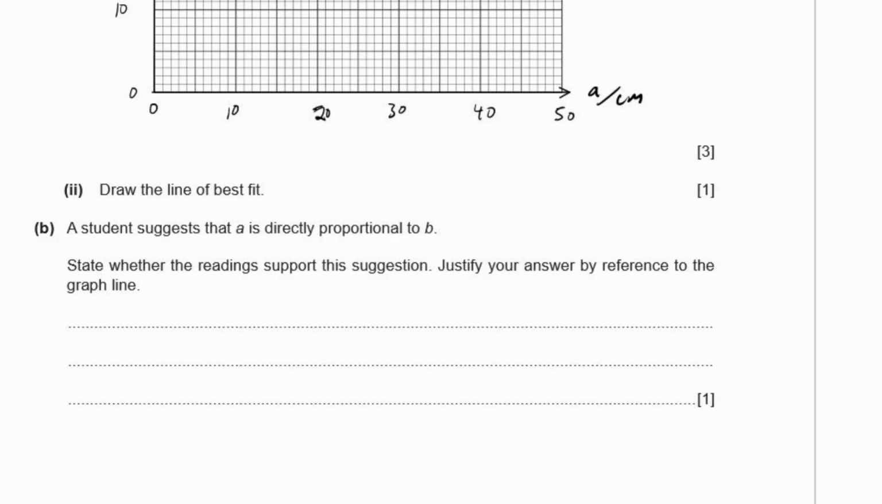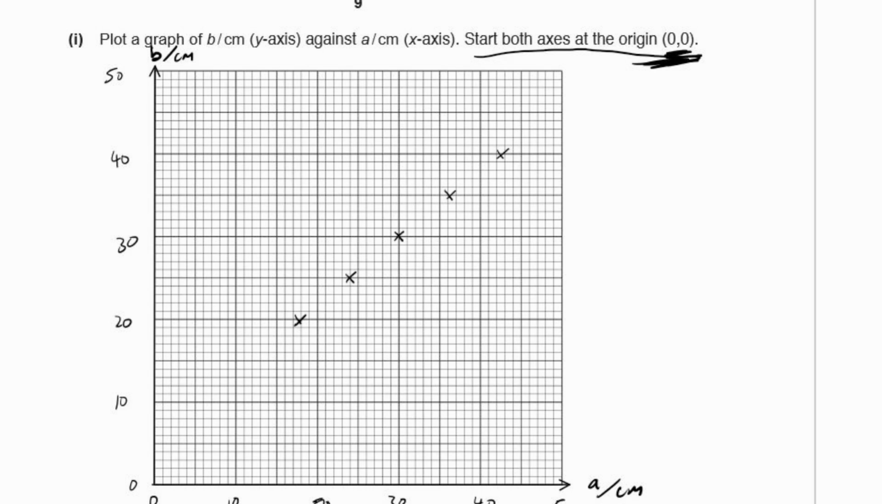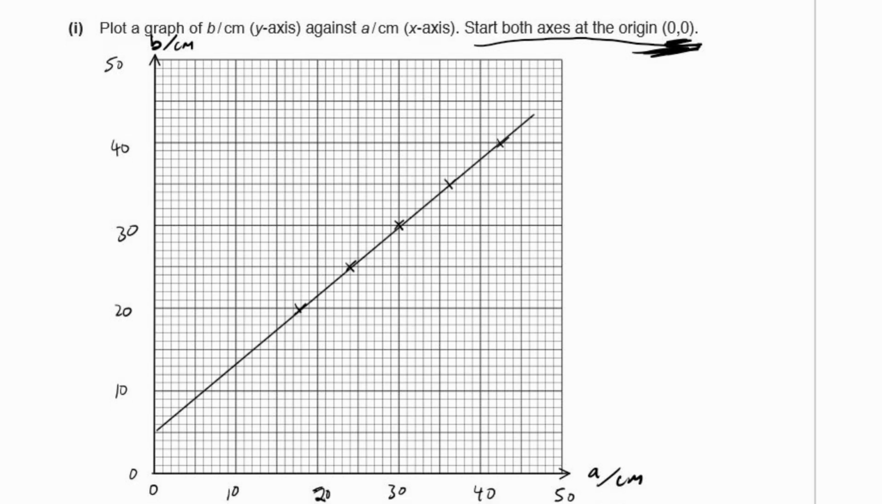Part 2. Draw the line of best fit. Alright, let's do that now. There we are, there's a line of best fit.